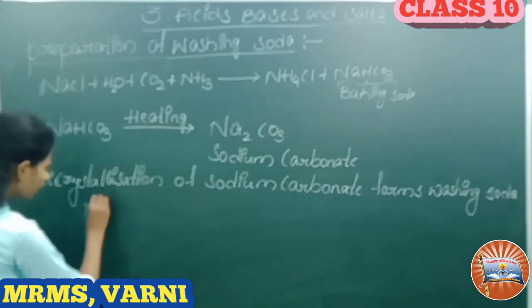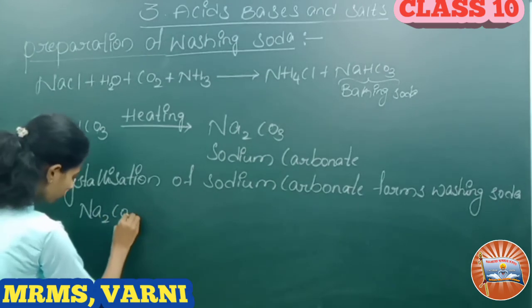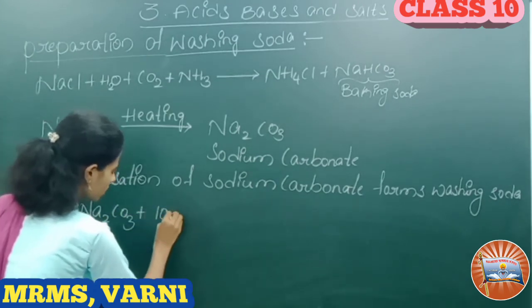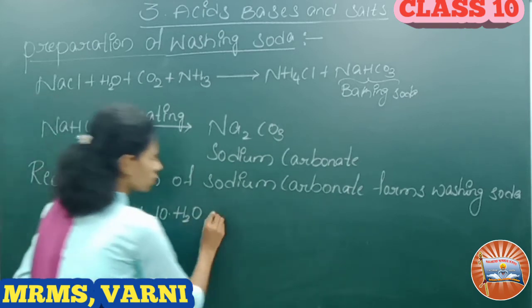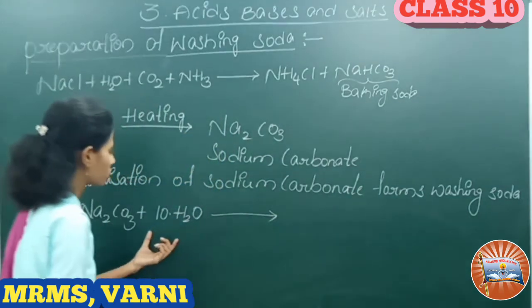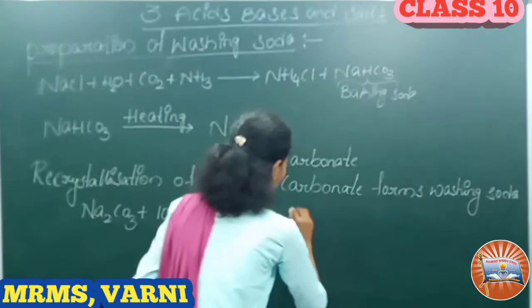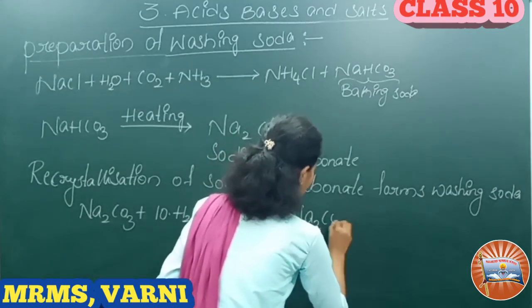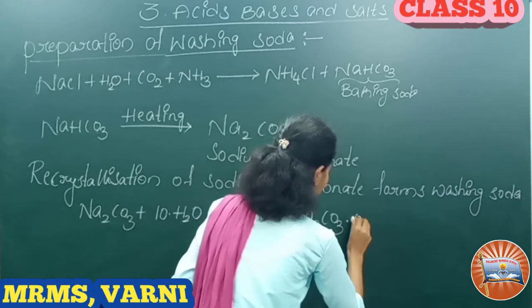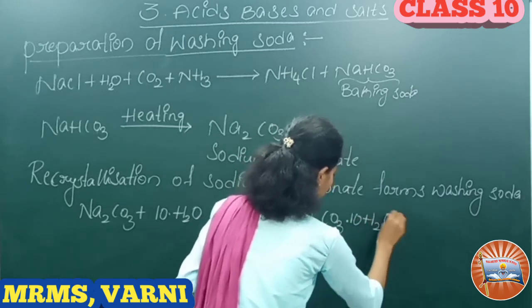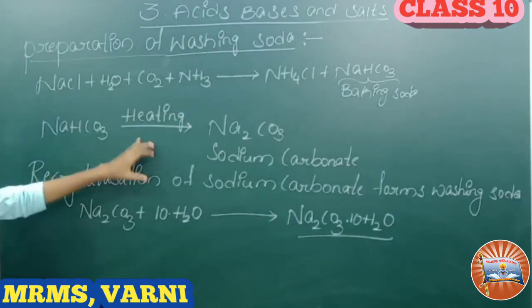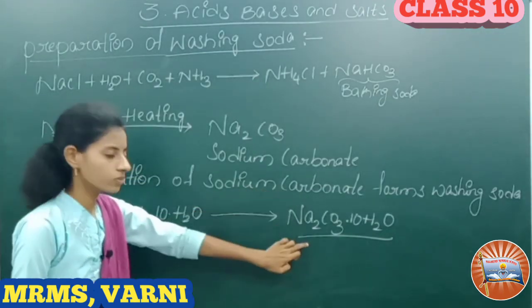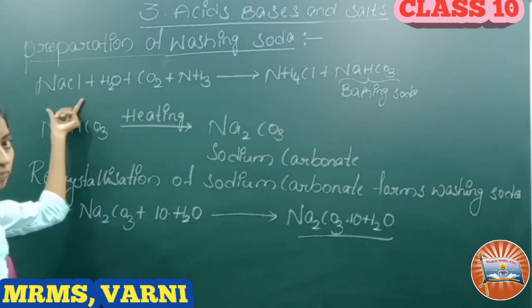So that is Na2CO3 reacts with 10 molecules of water. Here the recrystallization will take place, forming washing soda. Right? So this is the preparation of washing soda from sodium chloride.